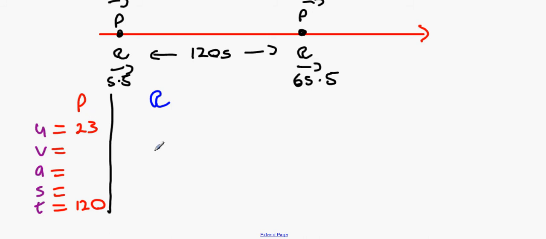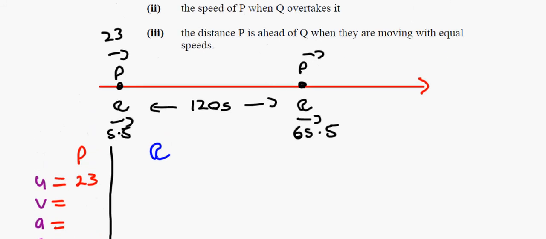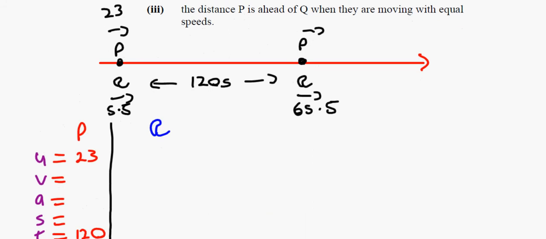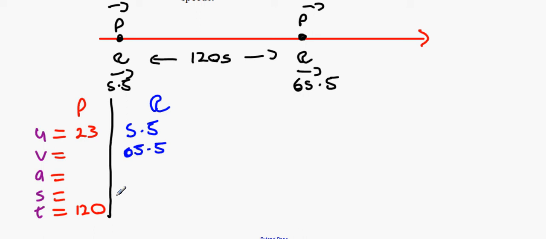Now for Q, what we know is that Q has a U value of 5.5 at the start. Its final velocity is going to be 65.5. We don't know the distance it's going to cover, but its time is also going to be 120 seconds. So if you look at both data sets, Q has more information. Okay, so we're going to go for Q, and calculations for Q will be in blue writing.